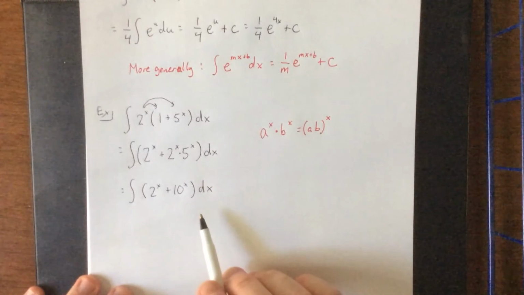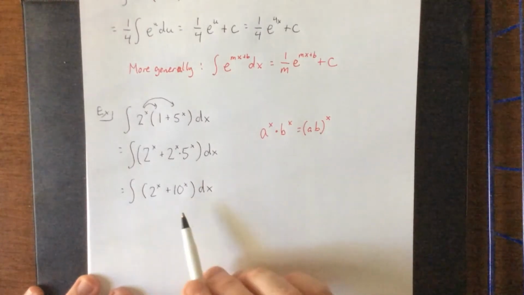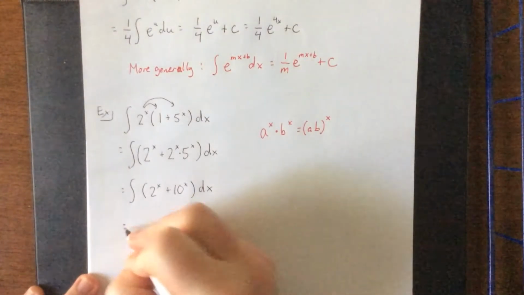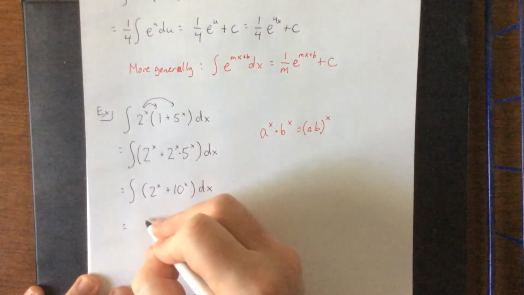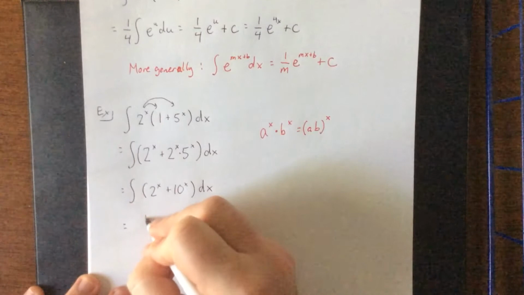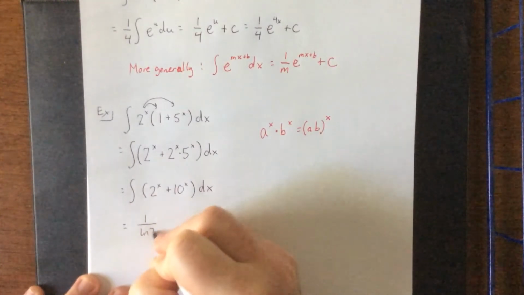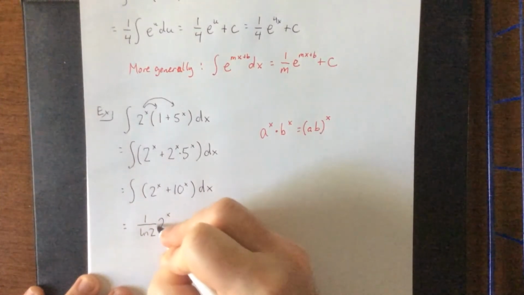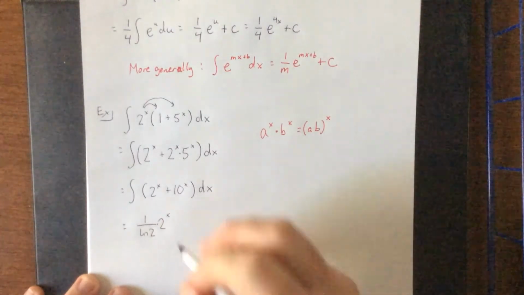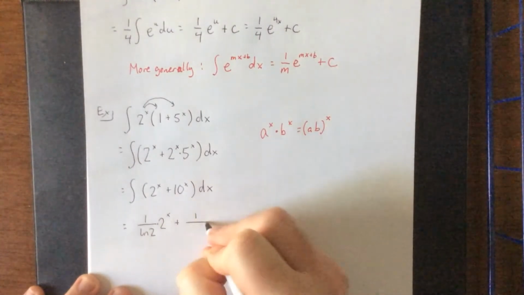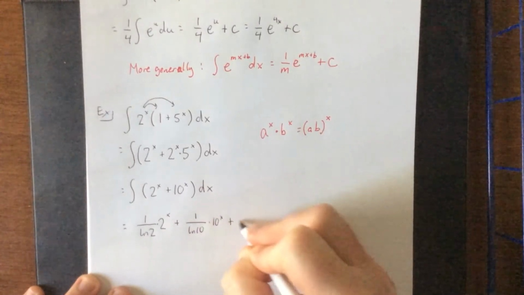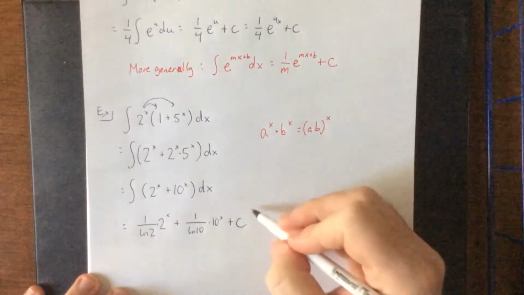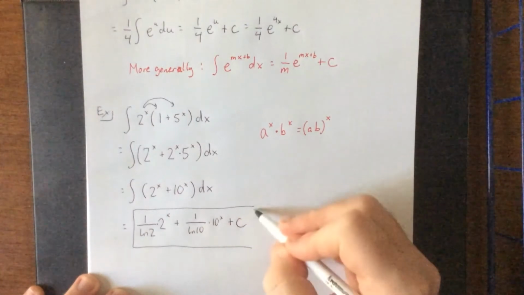Now at this point, we can use the rule for exponentials that are not base e. If we were differentiating these, we'd be multiplying by the natural log of the base. Because we are taking the antiderivative, we will be dividing by the natural log of their bases. So this will be 1 over the natural log of 2 times 2 to the x plus 1 over the natural log of 10 times 10 to the x power. Tag on a plus c, and you got yourself a good-looking final answer.